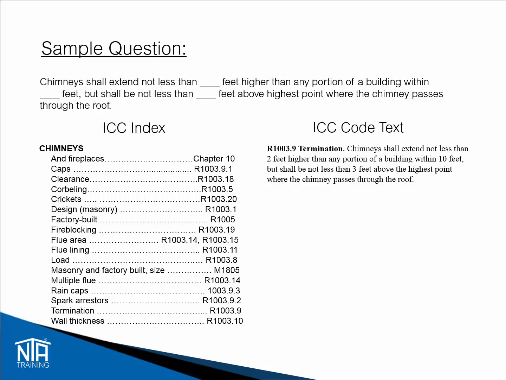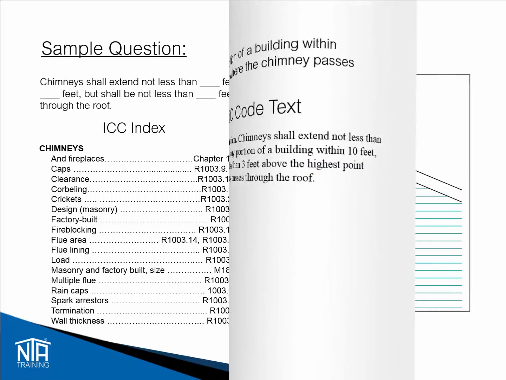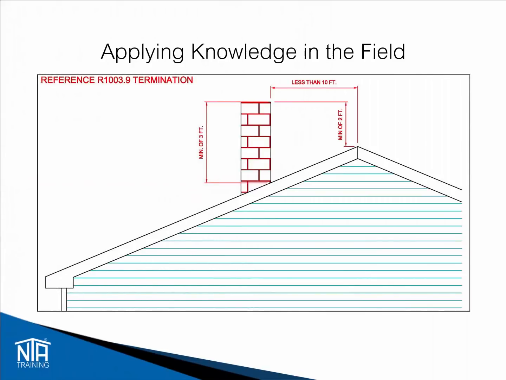But when you look at the question again, you can see you are looking for the section on termination, which is R1003.9. Once you read the text, you can determine the answers to fill in the blanks. The answers would be 2 for the first blank, 10 for the second, and the third would be 3. This illustration shows R1003.9 and the required measurements to meet the code requirement.